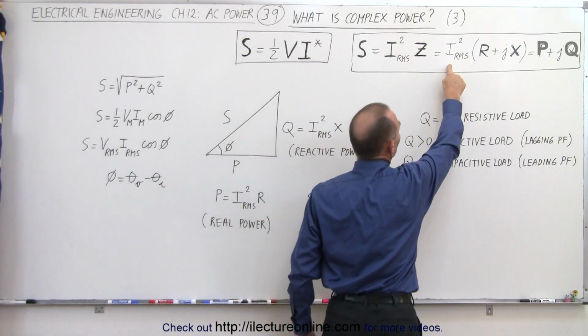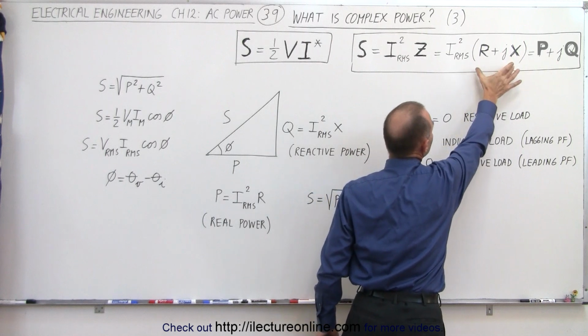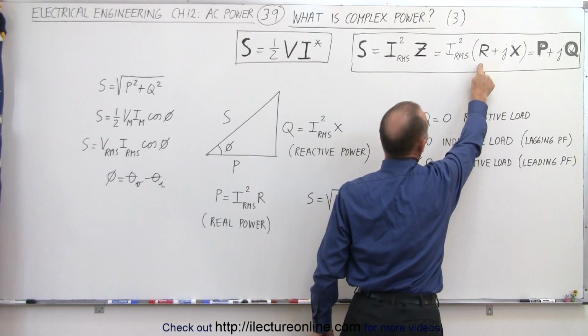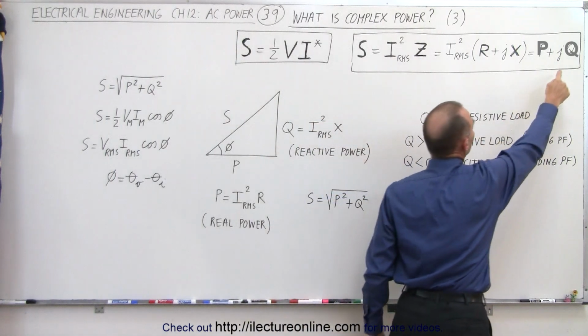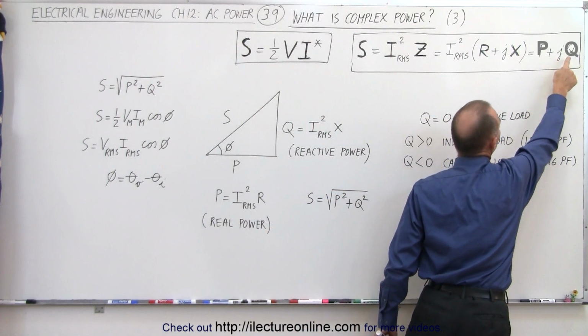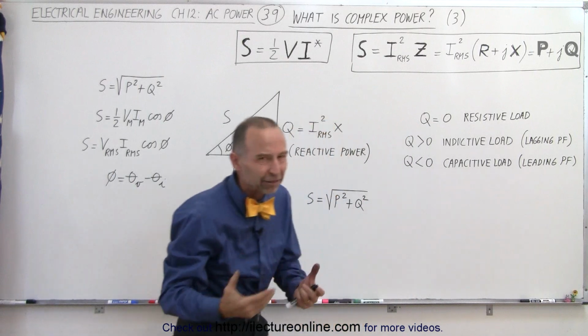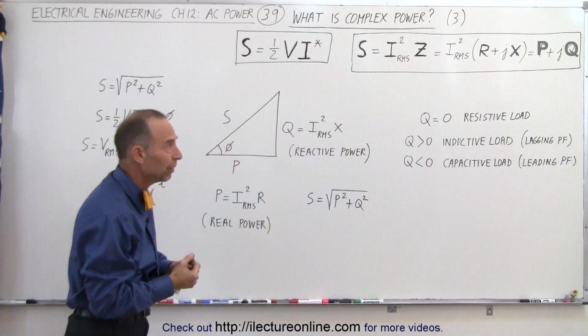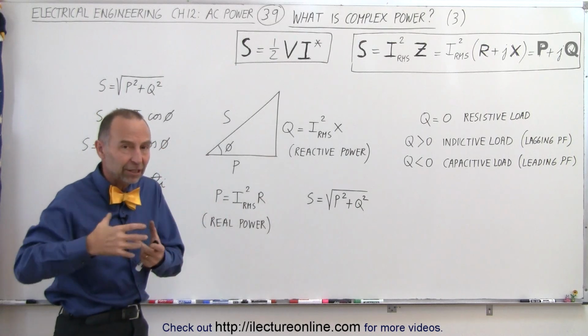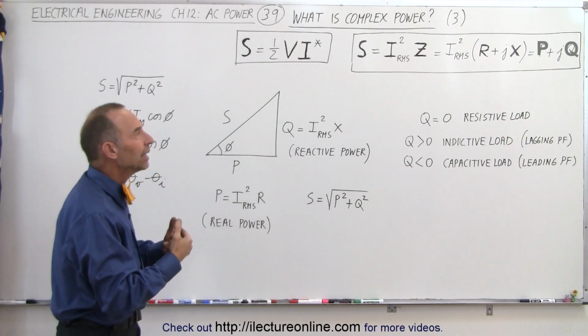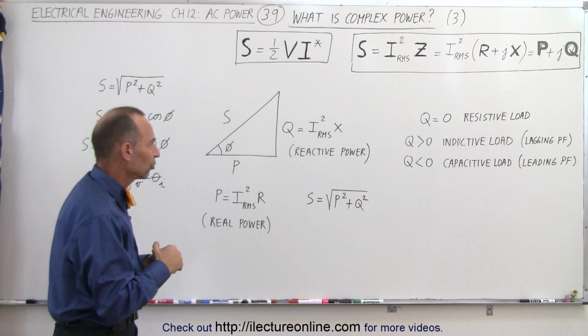Or it can be IRMS squared times the impedance in phasor format, R plus jX. Notice that this is then equal to P plus jQ, where P is the real power and Q is what we call the reactive power, kind of like the imaginary power, because we're actually not consuming the power, we're storing it and releasing it, and storing and releasing it, in the capacitors and the inductors.